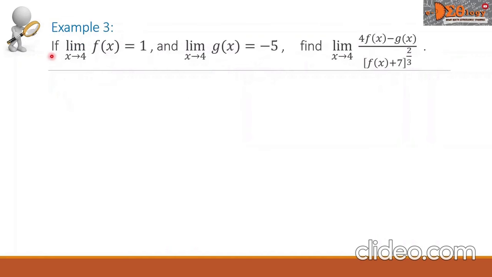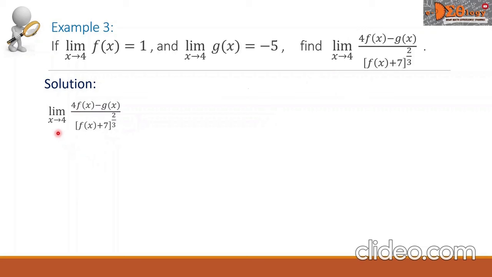Example 3. If the limit of f of x as x approaches 4 equals 1, and the limit of g of x as x approaches 4 equals negative 5. Find the limit of this rational function, 4 times f of x minus g of x all over the quantity f of x plus 7, and this is raised to the power 2 over 3, as x approaches 4. Let us copy this problem in here.